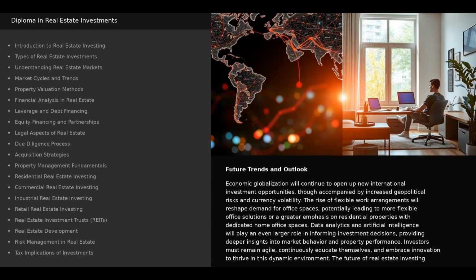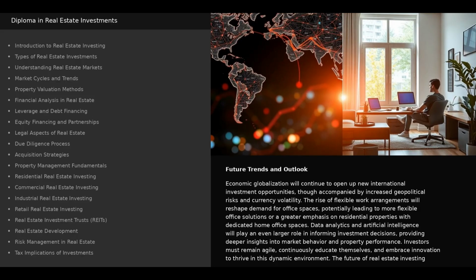Economic globalization will continue to open up new international investment opportunities, though accompanied by increased geopolitical risks and currency volatility. The rise of flexible work arrangements will reshape demand for office spaces, potentially leading to more flexible office solutions or a greater emphasis on residential properties with dedicated home office spaces.